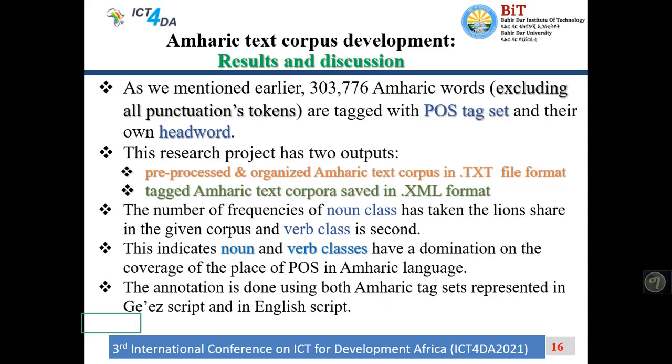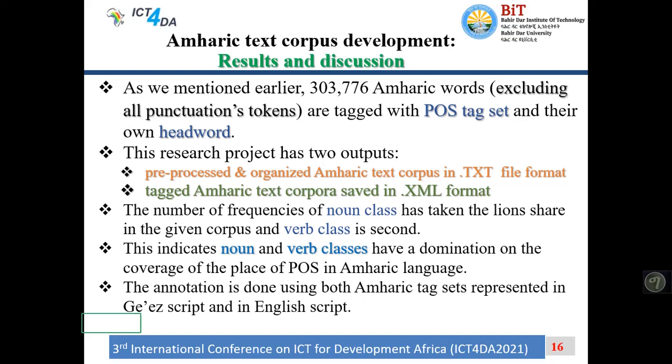Results and discussion. As we mentioned earlier, a number of Amharic words are tagged with their part of speech tag set value and their own headword. And this project has two outcomes. The first outcome is a pre-processed and organized Amharic text corpus, which is saved in text file format. And the second output is tagged Amharic text corpora saved in XML format.